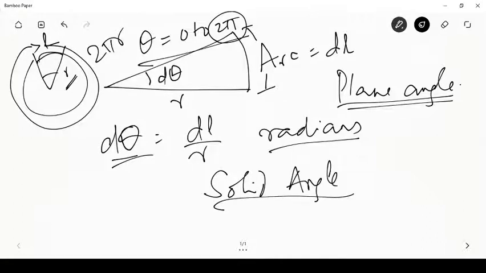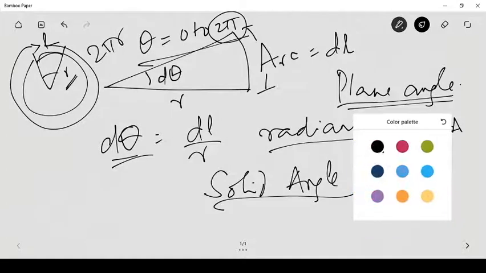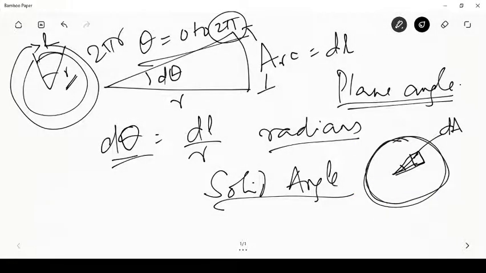is defined with respect to a sphere. Okay, they look similar, the circle and the sphere, but imagine that this is the three-dimensional sphere. So if I take an elemental surface area of area dA here, then what it subtends at the center, this angle that is here, is now no more a planar angle. This is called a solid angle. And the solid angle subtended there at the center is going to be equal to dA divided by r square.